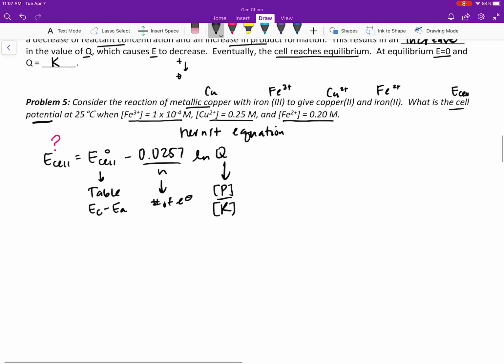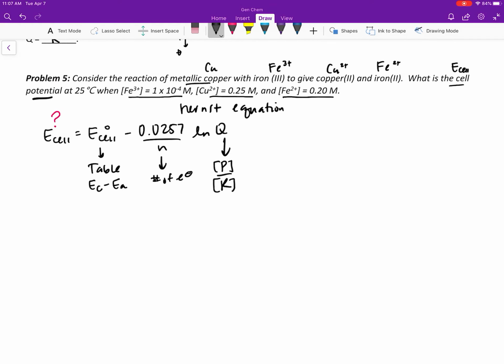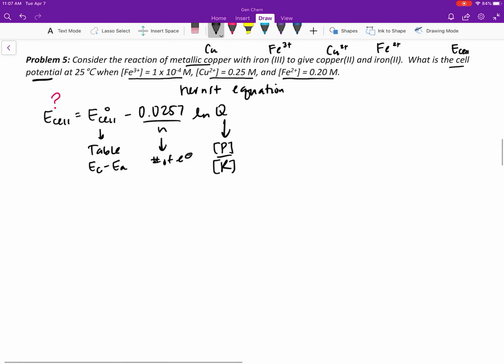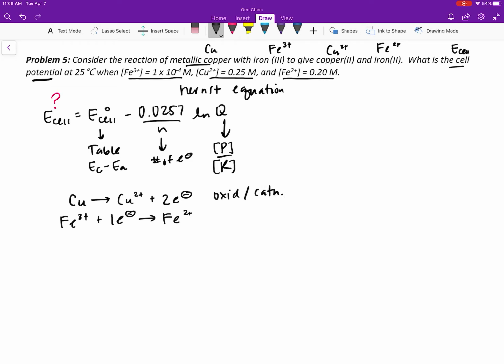The first thing that you have to do though is we need to know what the balanced chemical equation is going to be. So I'm starting off, it says copper solid is going to go to copper 2+. It needs 2 electrons to be given up to do that. And iron 3+ is going to gain 1 electron to form iron 2+. So it's becoming less positive, therefore it's gaining an electron. Okay, so this is my oxidation, which is my cathode. This is my reduction, which is my anode.